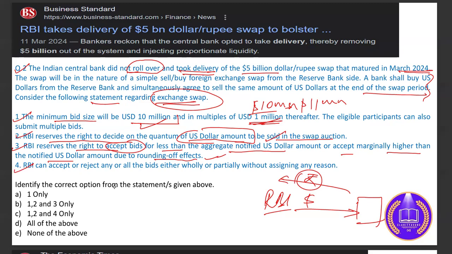RBI can accept or reject any or all the bids, either wholly or partially, without assigning any reason. So options 2, 3, and 4 are also correct. These are the rights held by the RBI regarding this rupee dollar swap. So option D would be correct, all of the above.